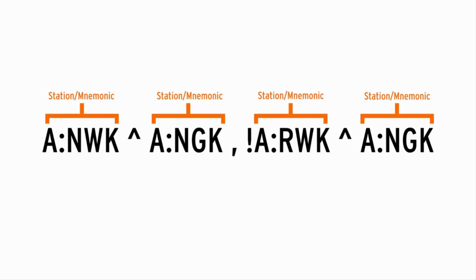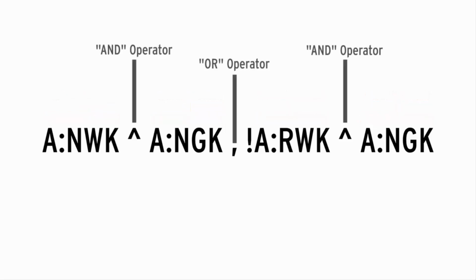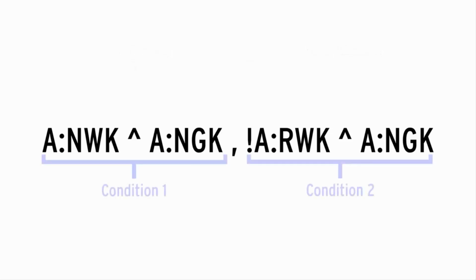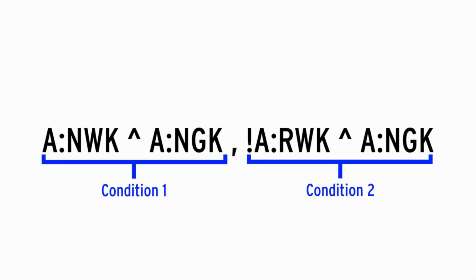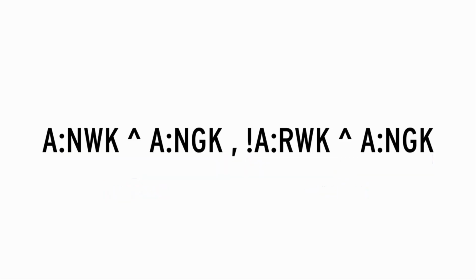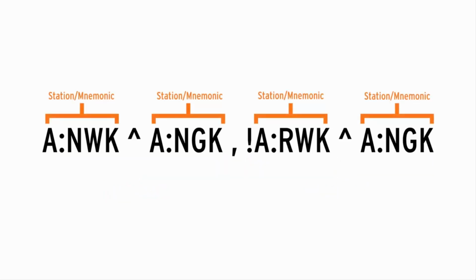The first is the station mnemonic pairs. The second is the operators. The third component are the conditions. Let's start with the station mnemonic pairs first. The station mnemonic pair is the most basic component in an expression, and by themselves are a completely valid expression.